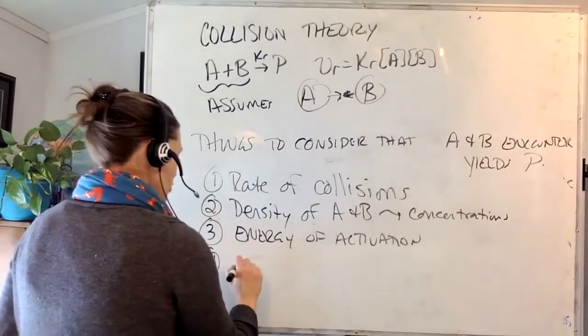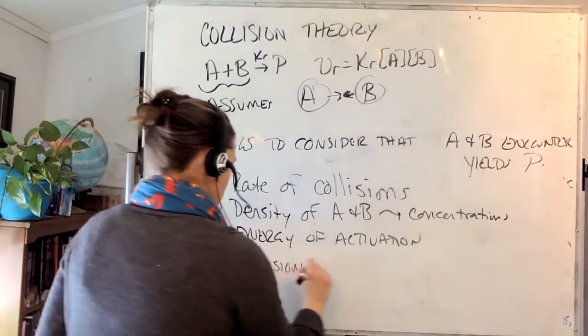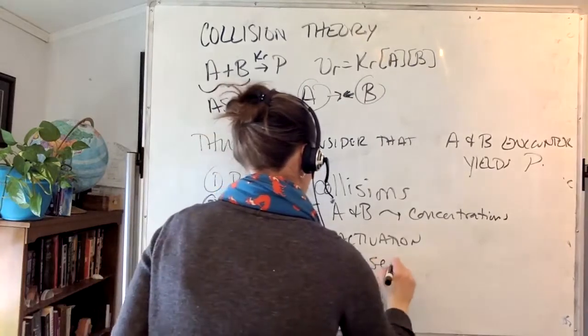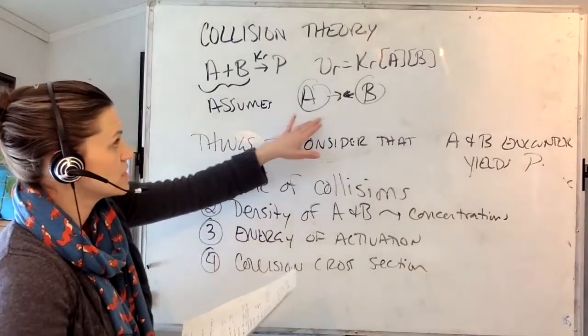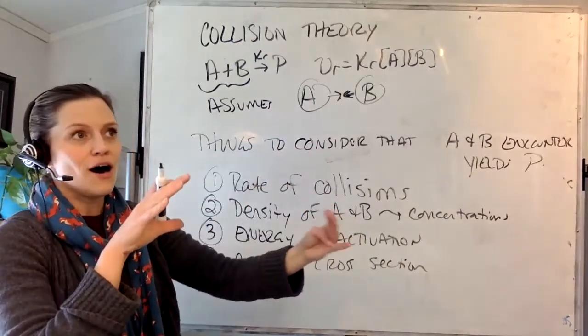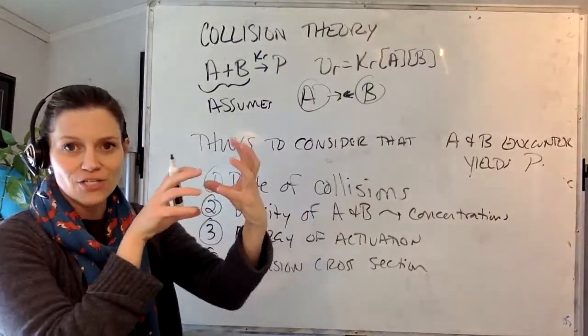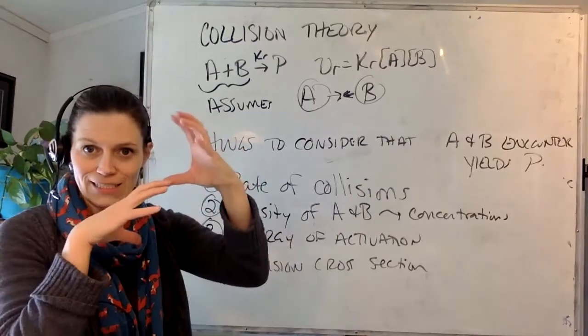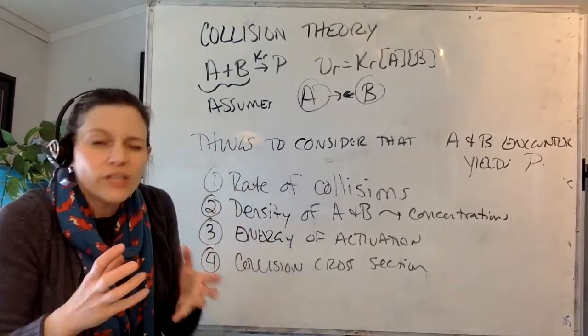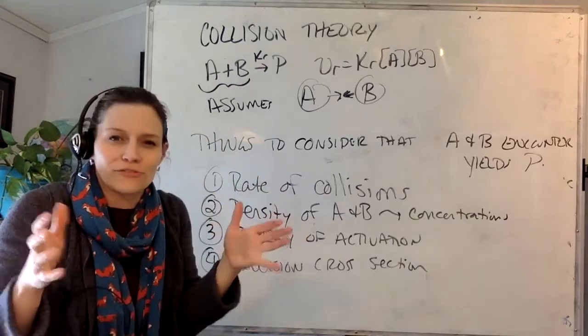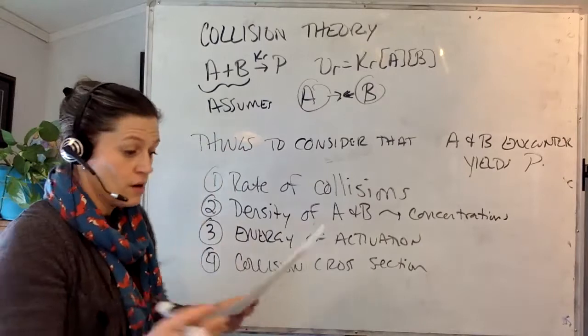Number four, the collision cross-section. So whether or not these things actually come together, and how likely it is that if they smash, do they smash like this? Do they smash head on? How do you quantify a smash together?